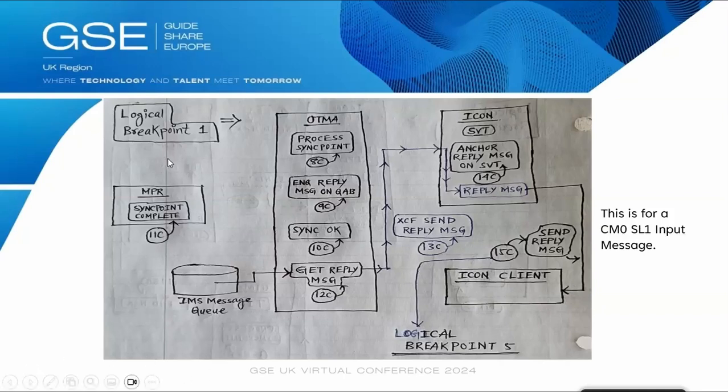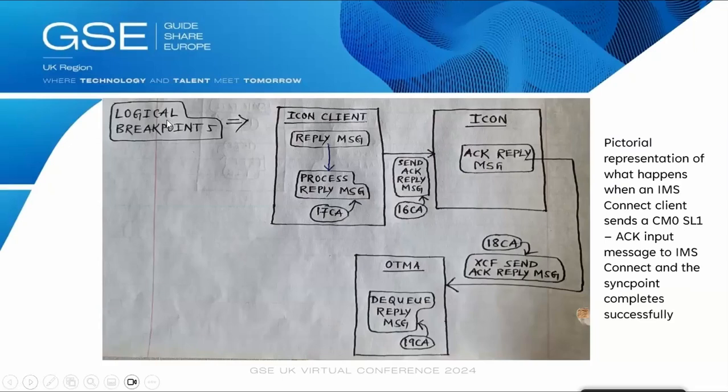Right, so we will now branch out from logical breakpoint 5 and consider the case when the IMS Connect client sends an ACK reply message back to IMS Connect, right? This should again sound very familiar. So point number 16 over here, the IMS Connect client gets the reply message from IMS Connect and sends an ACK reply message back to IMS Connect.